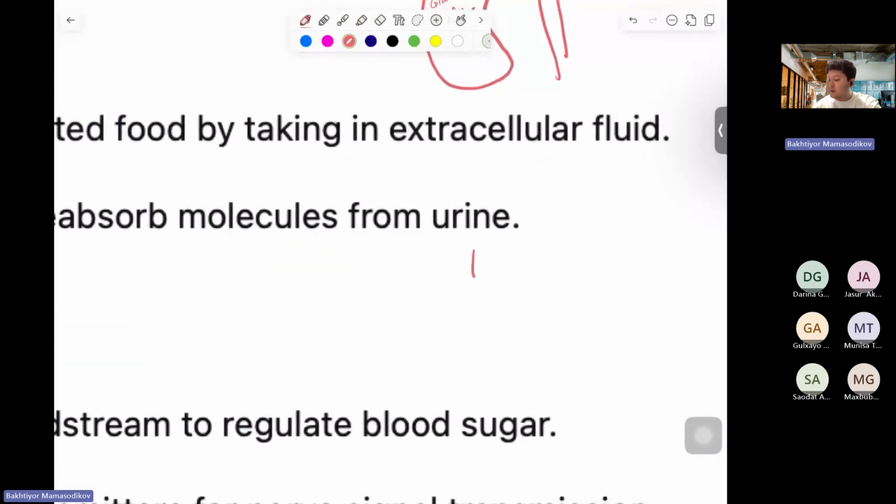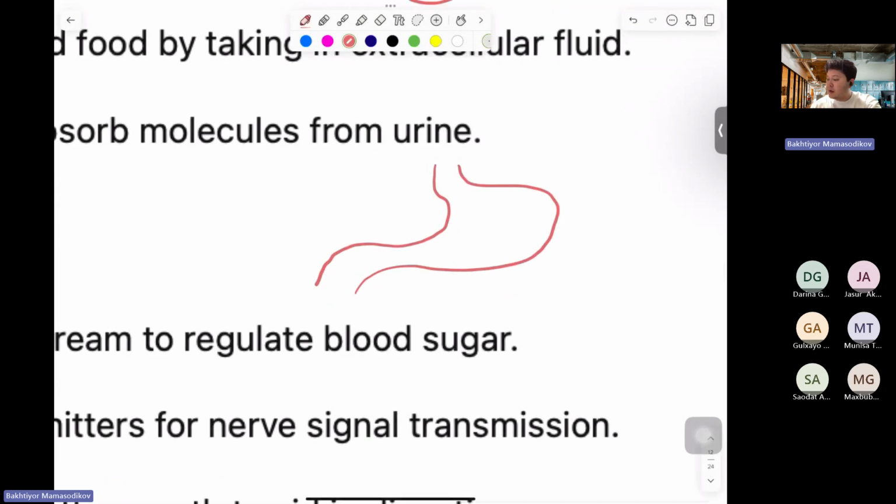Imagine you have the stomach. This is your stomach, желудок, right? And under the stomach, you have a special organ which is called the pancreas, поджелудочная железа. This is the pancreas. And inside of the pancreas, you synthesize the insulin.